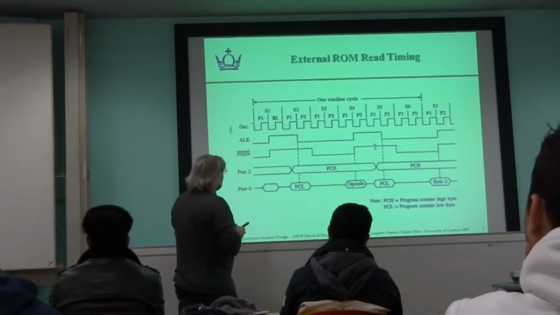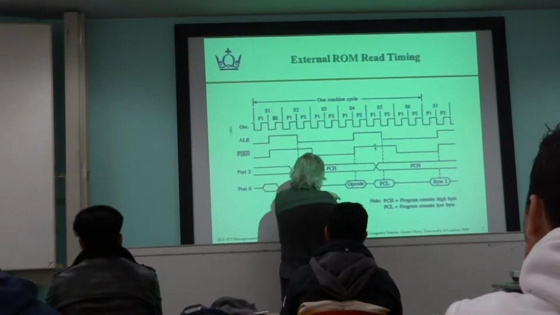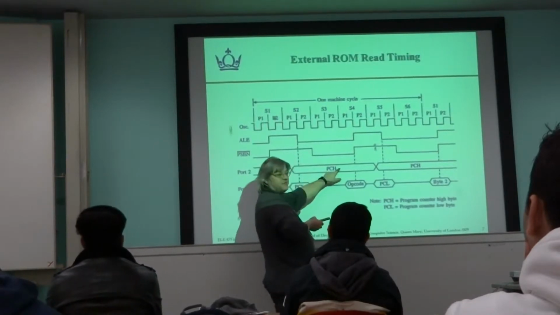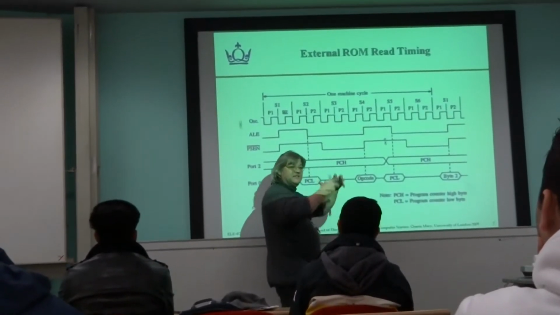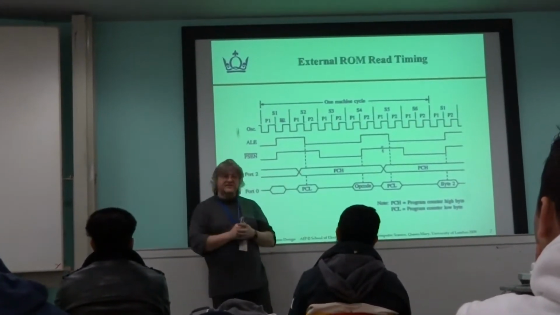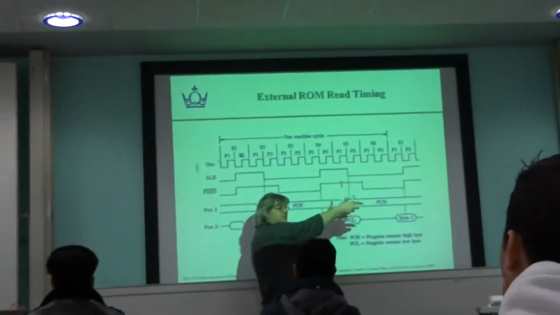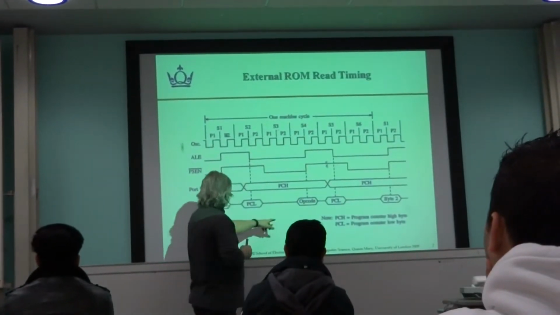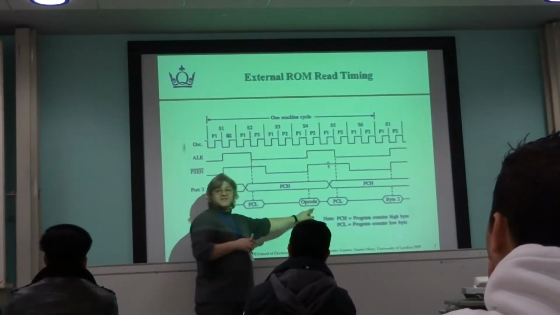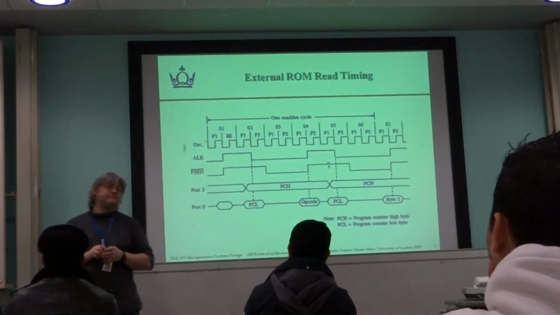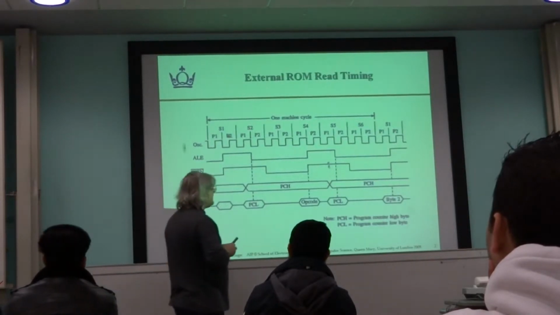So, at that point in time, we've got the high byte of the program counter on port 2, the low byte of the program counter held in the latch, because that's the complete address. We have a low to high transition on PSEN, and at that point in time, the data that's in the program memory will be out on the data bus, and that will be sampled by port 0 and fetched into the instruction register, which is what's happened there.